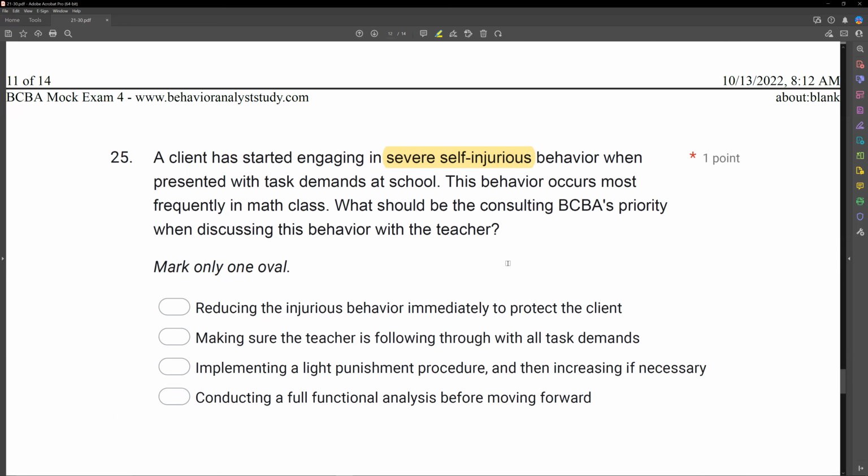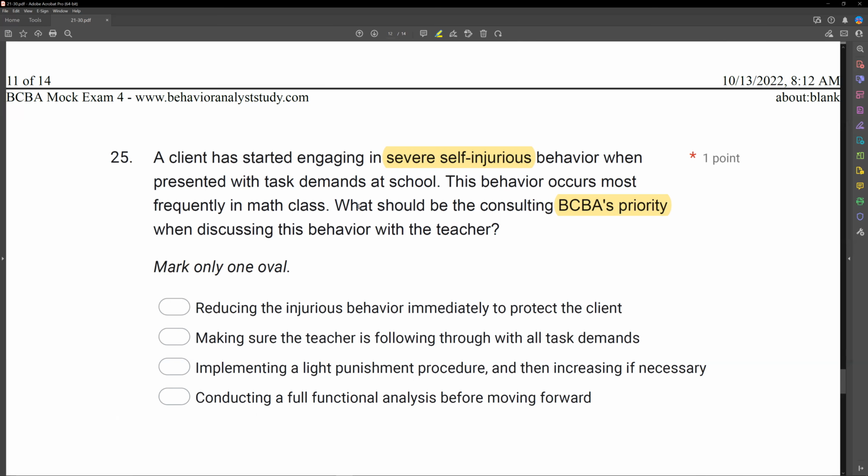And what is our number one priority when working with our clients? Do no harm. Protect them, do no harm. So if we have a client who is engaging in severe self-injurious behavior, above all else, what do we need to accomplish? We need to make it stop, right? We have to prevent them from engaging in the self-injurious behavior any longer. So when we're talking about a BCBA's priority when talking with the teacher, it's going to be to stop this as soon as possible. So A, reducing the injurious behavior immediately to protect the client. Yes, that's what we need to do.